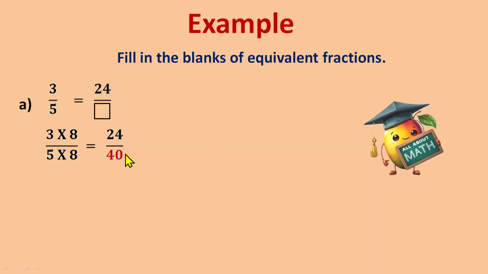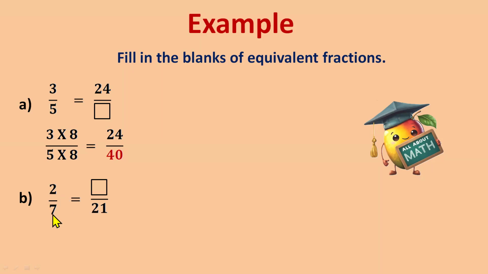Okay, let's do another example. So in this case, you have to find the numerator and you have the denominator. 2 by 7 is equal to blank upon 21. Now, in this case, again, the same rule. So you have the denominator. Now, 21 will help us to find out what could be multiplied with 7 to get 21.